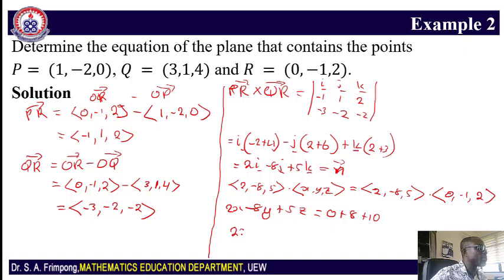So the equation of the plane is 2x minus 8y plus 5z equal to 18. That will be the equation of the plane. So this is the equation of the plane with all these points. Again, let's use GeoGebra to look at how to test it and see whether truly the plane will pass through these 3 points that we have.